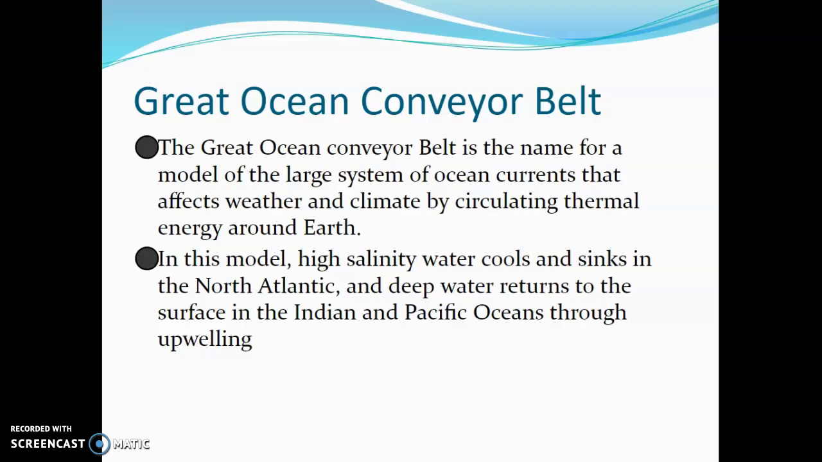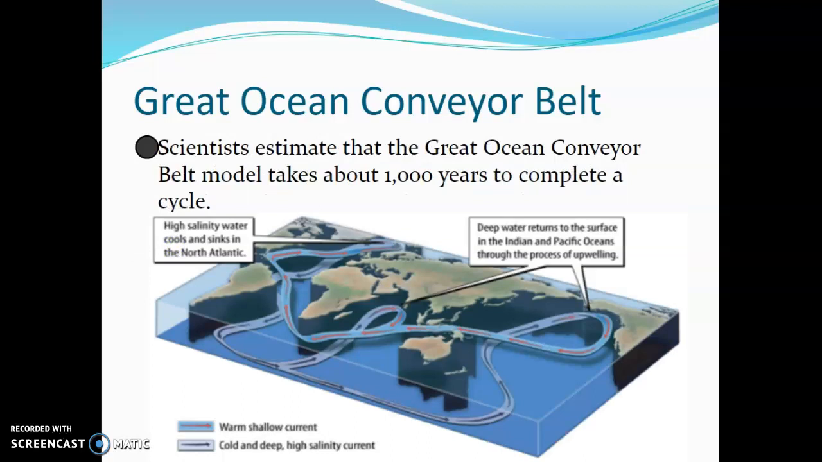In this model, high salinity water cools and sinks in the North Atlantic, and deep water returns to the surface in the Indian and Pacific Oceans through upwelling. So it's a huge cycle, a very large cycle, where that high salinity water cools and sinks. It's more dense. And then that deep water returns in a very different area. And here you can kind of see it.